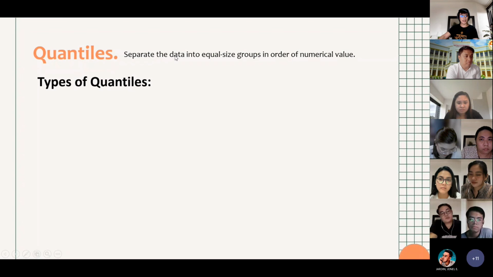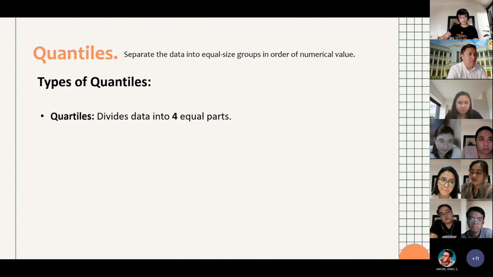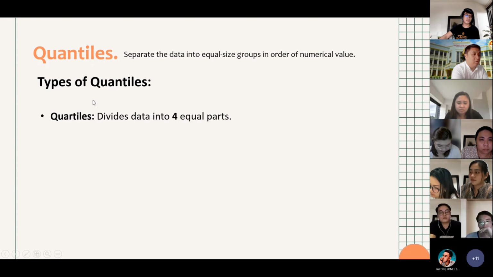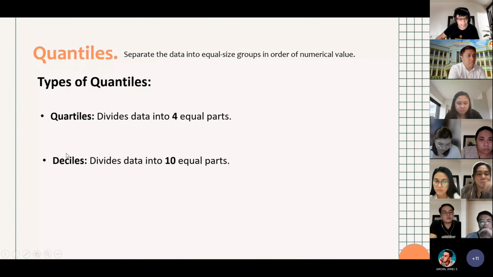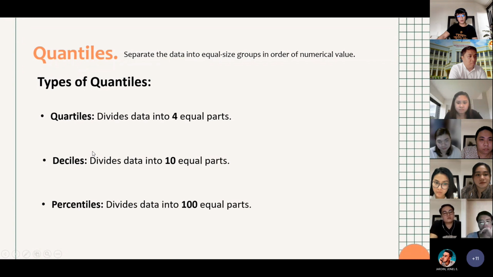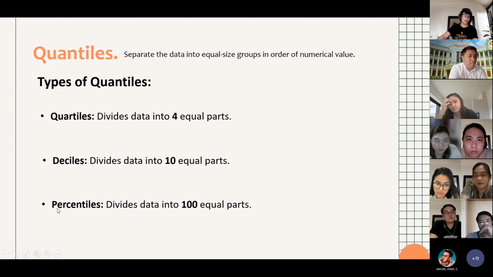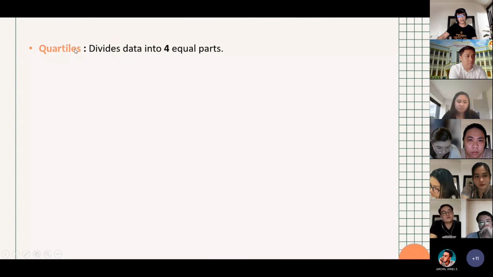So, what are the types of quantiles? First are the quartiles. From the word itself, quartiles, quarter. It divides data into four equal parts. Each quartile is equivalent to 25% of observations. Second is deciles, which divides data into 10 equal parts. So meaning each decile is 10%. Next is the percentiles, which divides data into 100 equal parts. So meaning each percentile is equivalent to 1% of observations. Okay? Now, let's have an example. Ito muna tayo sa quartiles.